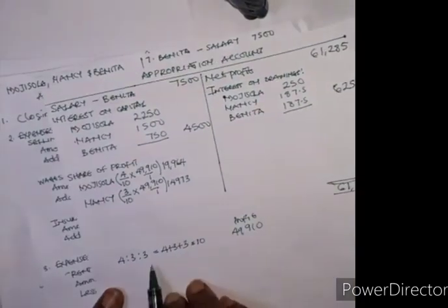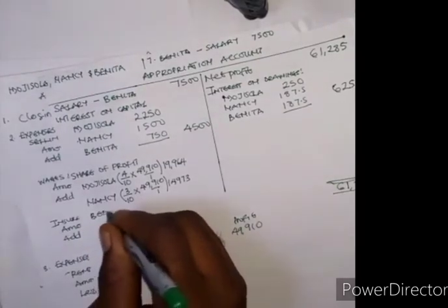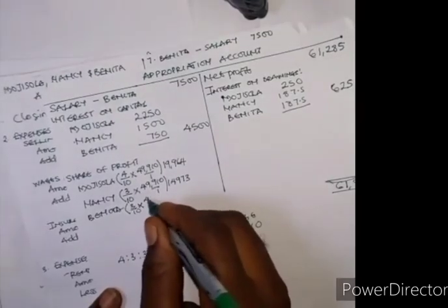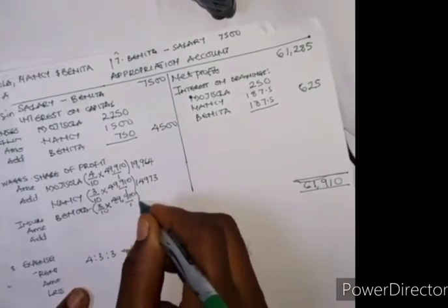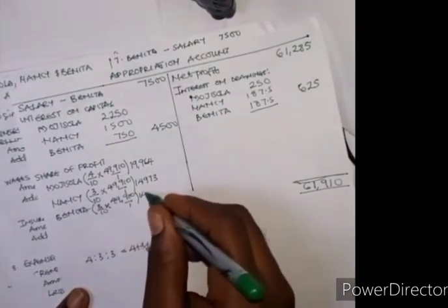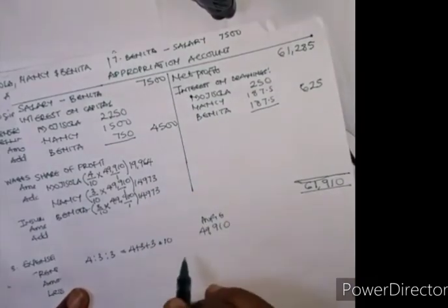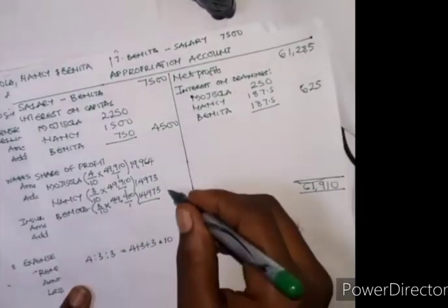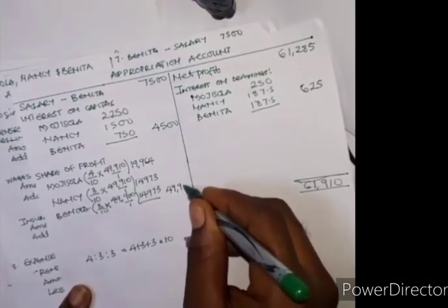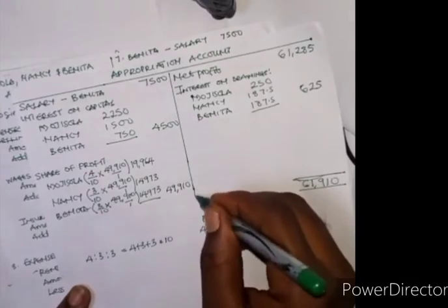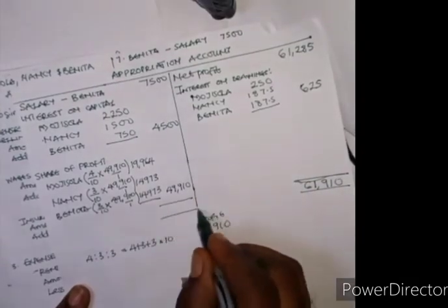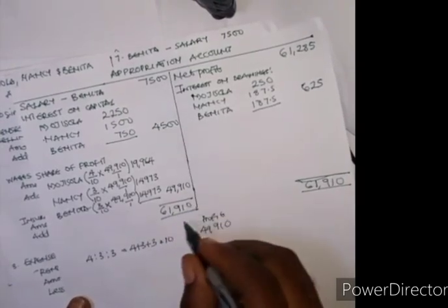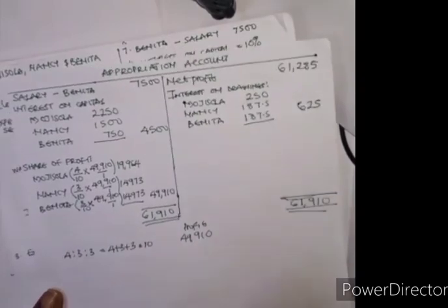The same way for Benita. Benita has the same ratio as Nancy. So we have 3 over 10 times 49,910 over 1. It should give us the same as 14,973. So to know if you're actually correct, if you add these 3 together, it is also supposed to give us that 49,910. Okay, so that when you now add it to what you have here, you have 61,910. Now that is the appropriation account.